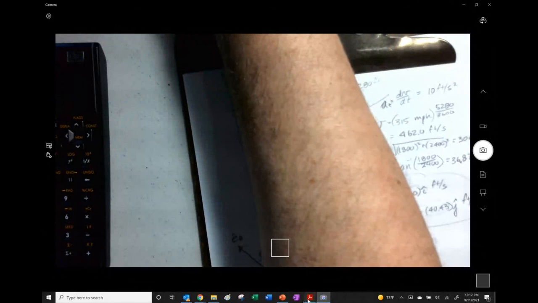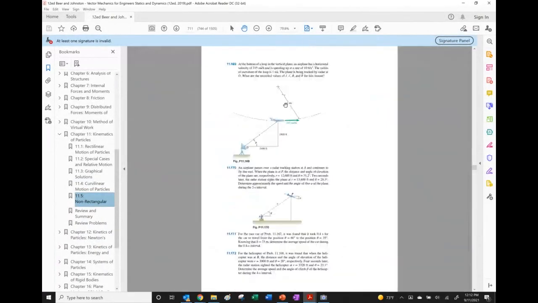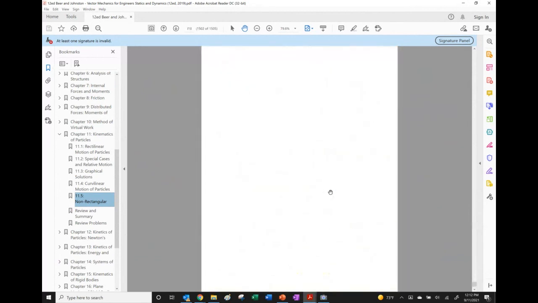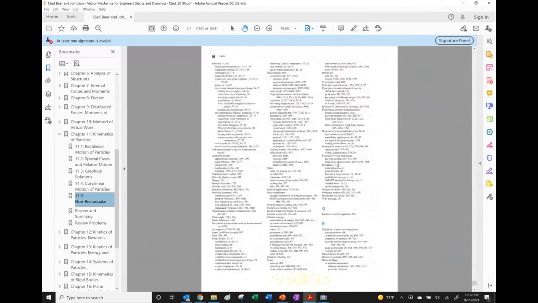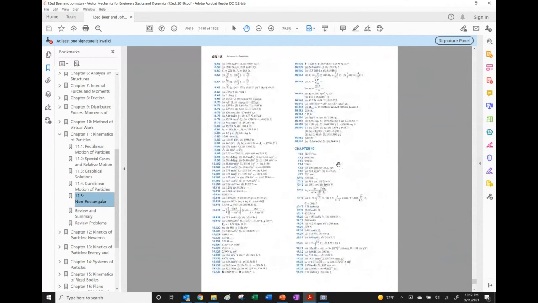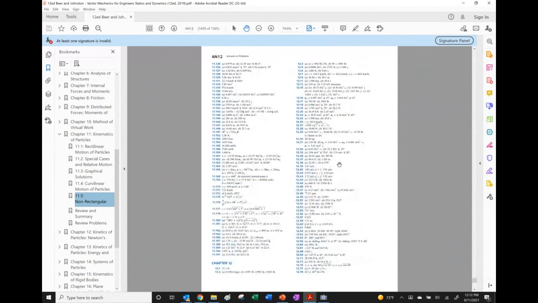I really want you to try this because this is really how I made a transition from being just an okay student to being a really good student. I started going to the back of the book here and looking at, let's see, we're in chapter 11, right? And just picking out a problem.